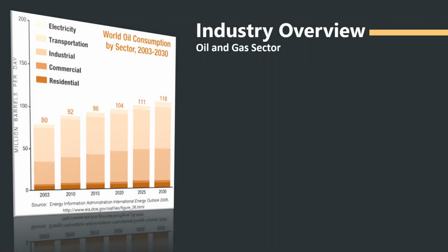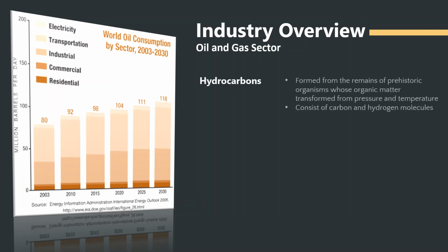Before we begin to explore the world of energy finance, it is first important to understand what oil and natural gas are and what they are used for. Oil, gas, and coal are examples of fossil fuels, which are formed from the remains of prehistoric organisms whose organic matter has transformed from extreme pressure and temperature. Fossil fuels are a finite resource with only a limited supply in the Earth's crust. Oil and gas are collectively known as hydrocarbons as they consist of carbon and hydrogen molecules. Coal is predominantly carbon.